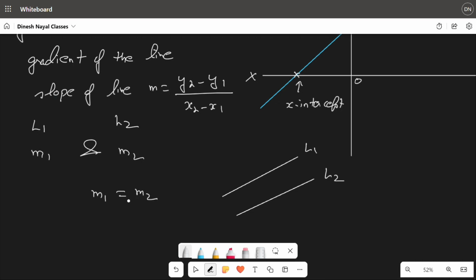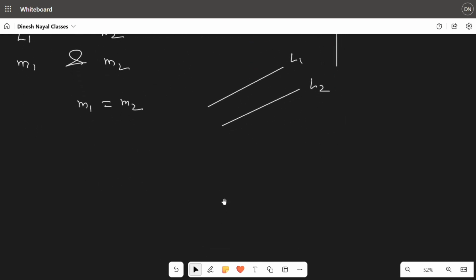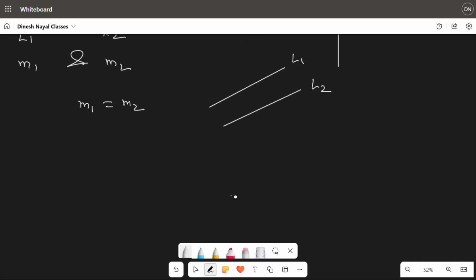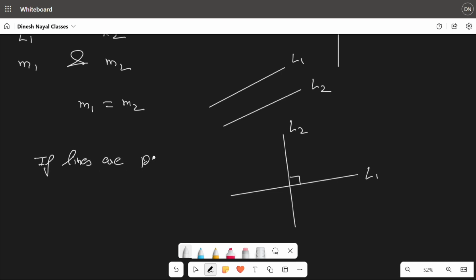Now suppose the two lines are perpendicular. Perpendicular lines are like this. Suppose this is L1 and this is L2, and they make an angle of 90 degrees, so they are perpendicular to each other. If the lines are perpendicular, then the product of the slopes m1 m2 equals -1.